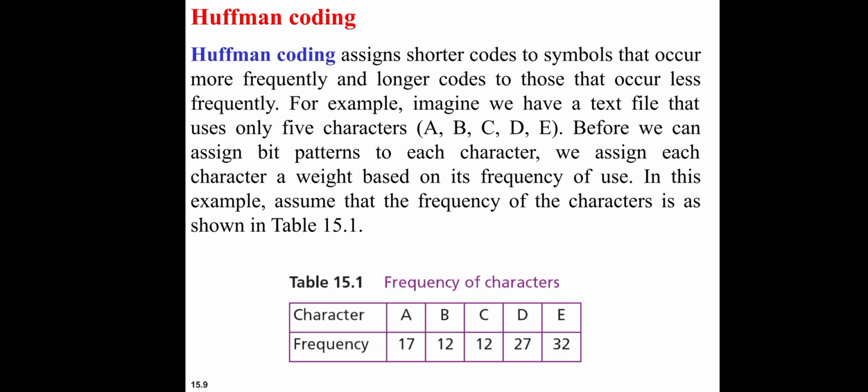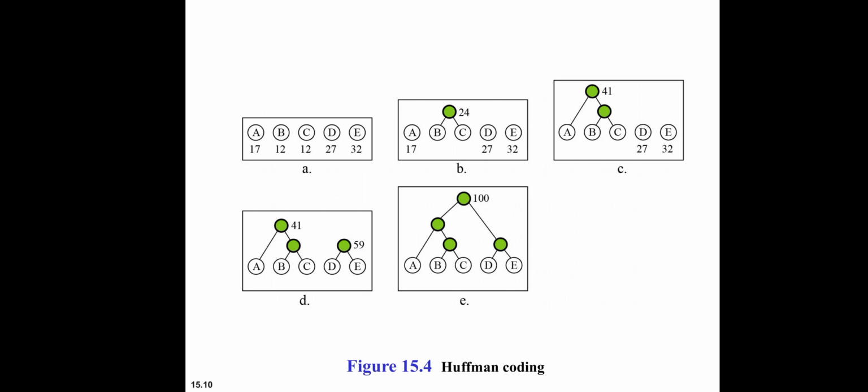In Huffman coding, we use the frequency of the character. For example, if we are taking five symbols, we assign some frequency to each symbol. Then we have to draw a tree according to the weight. So A, B, C, D, E: A is 17, B and C are 12 and 12, D is 27, E is 32. Now we combine the least, B and C, then combine A with B and C. So it creates 41. Then we have the A, B, C tree and D, E as a combination. After that the overall combination will be 100.